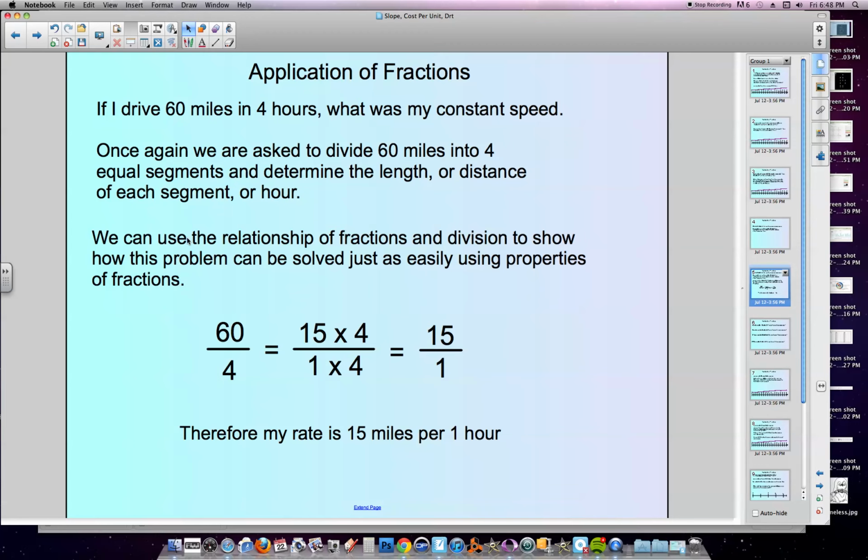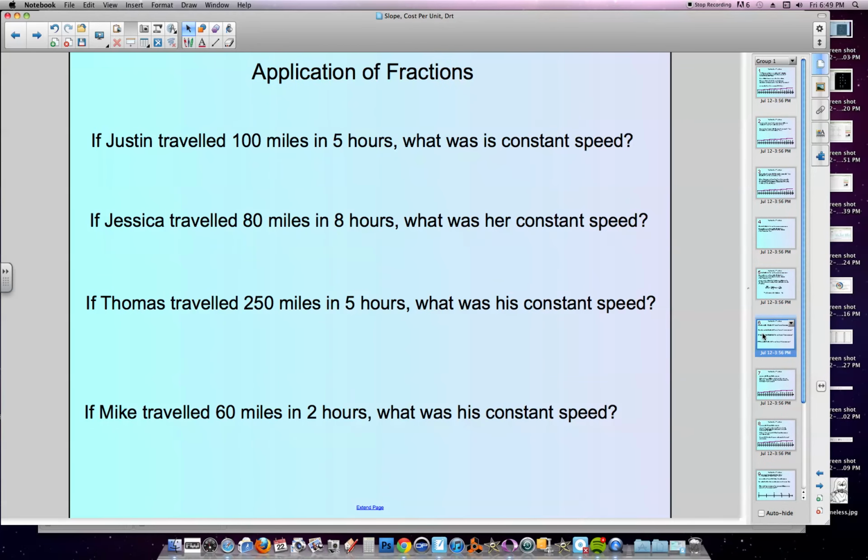And we can illustrate this using the cancellation property of fractions. If I have 60 over 4, that's the same thing as 15 groups of 4 over 1 group of 4. Since we're talking about the same size groups, I can just say 15 over 1, or 15 miles per 1 hour. I'll give a couple other problems, the same concept. I'll do 1: 100 miles in 5 hours. Let's break 100 up into 5 equal groups, and that means each hour I will have driven 20 miles.